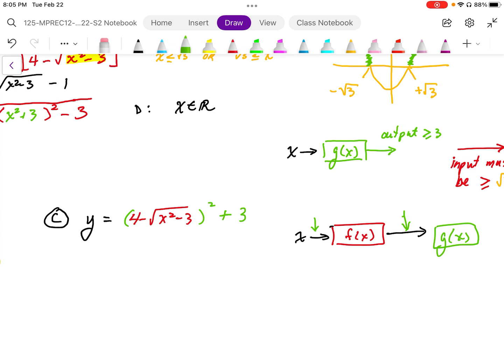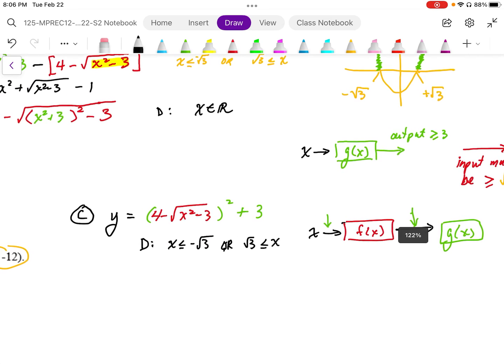So in this case, the domain of this combined function is defined by the restriction on the f function, which we established as x has to be less than or equal to negative root 3, or greater than or equal to positive root 3. Okay, it's got to be one of the two. So that is the domain of that g of f of x function.